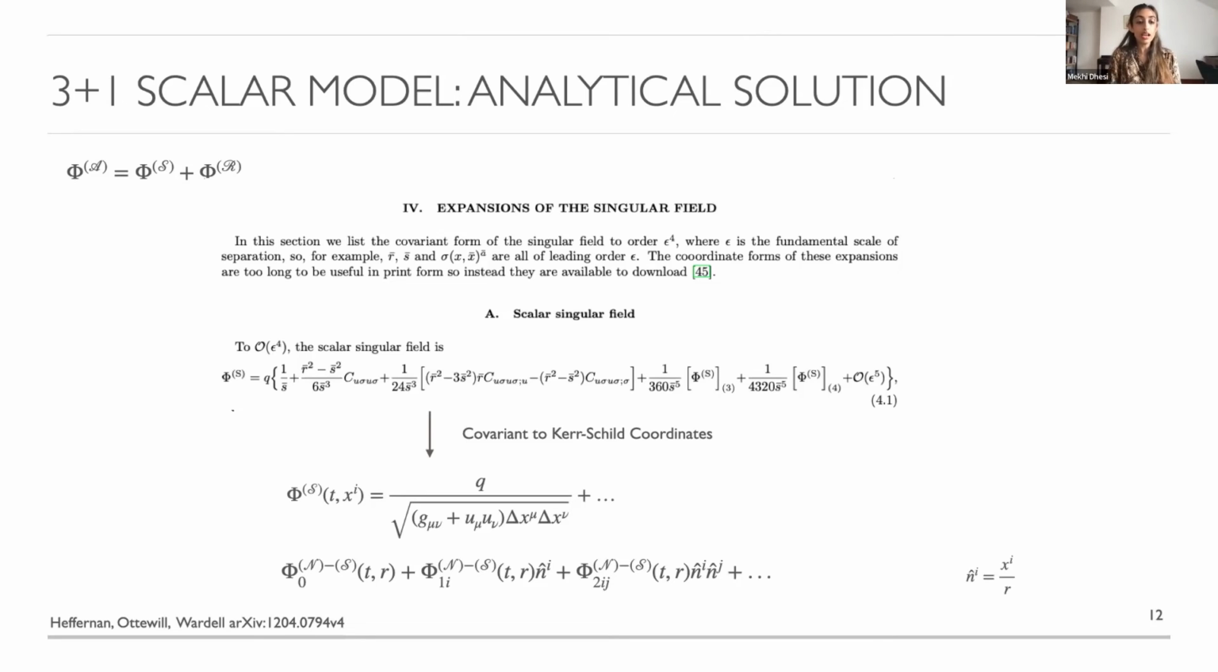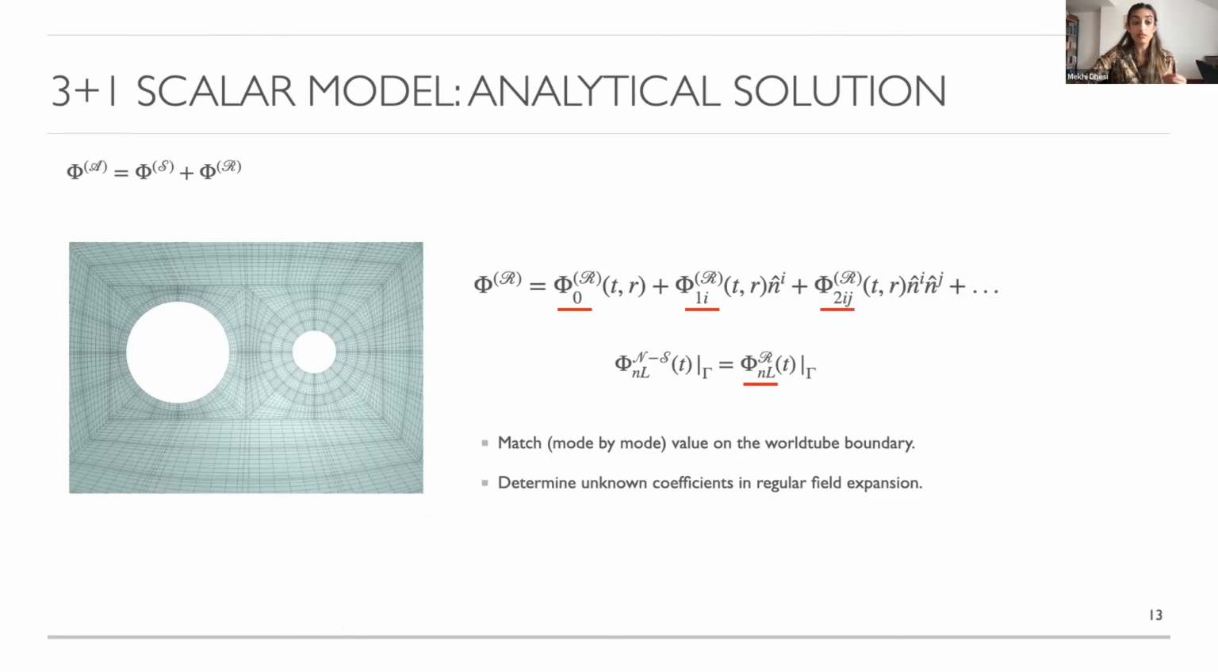Now the key idea is we choose to expand this residual field in spherical harmonics. It's written here in STF tensors, where n is a radial unit vector. This is equivalent to spherical harmonics. The idea will be to match this residual field to the regular field piece in the interior to fit for the unknowns. So we also have to express the regular field piece as an expansion in spherical harmonics, and we've done that here with the unknown coefficients underlined in red.